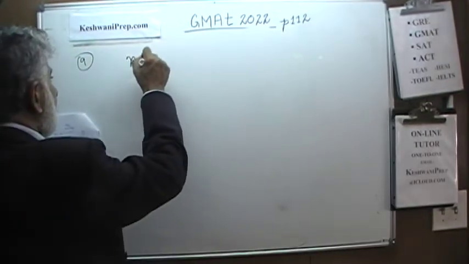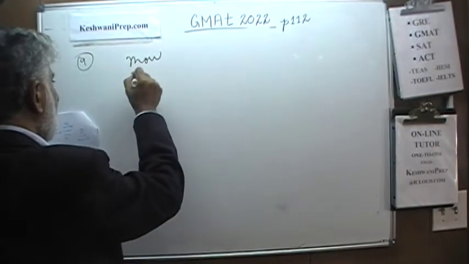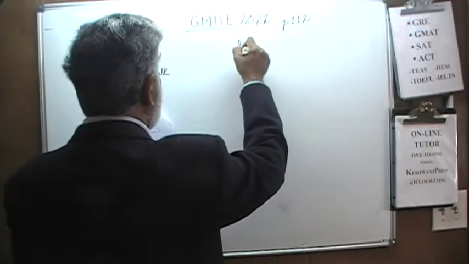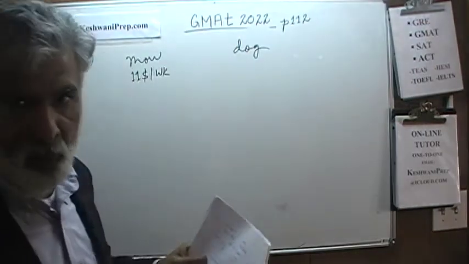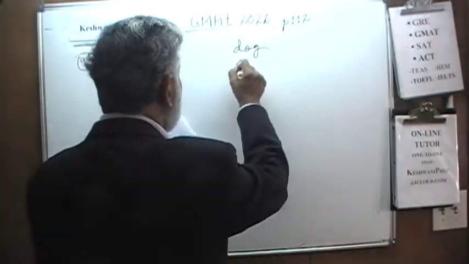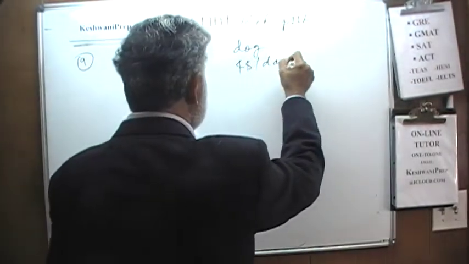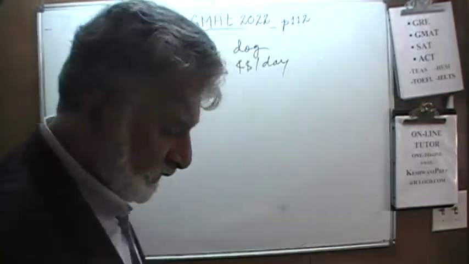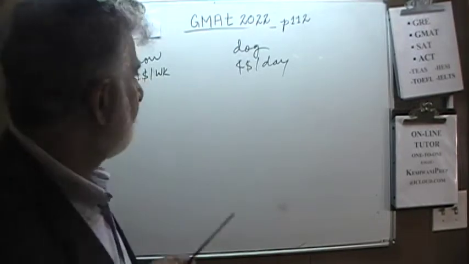Number 9, we are told that we're going to mow the grass, for which we're going to get $11 per week. We're also going to walk the dog, and for which we're going to get $4 each day. $4 every day when we walk the dog. Question simply is, how much money are we going to make in three weeks?